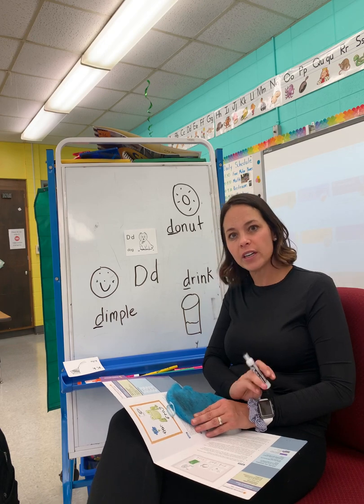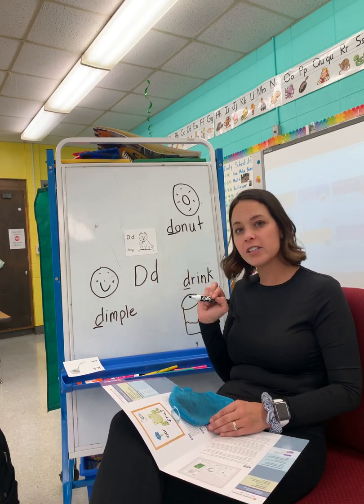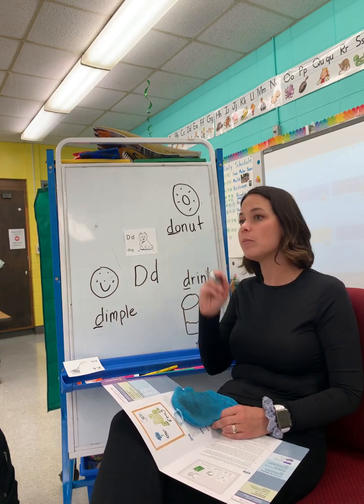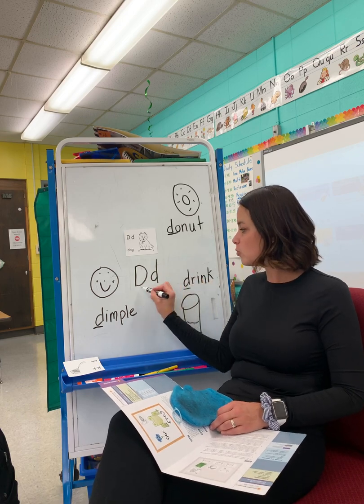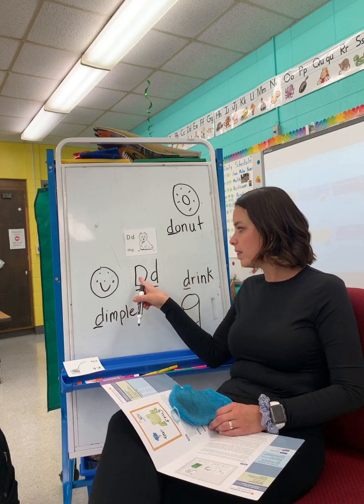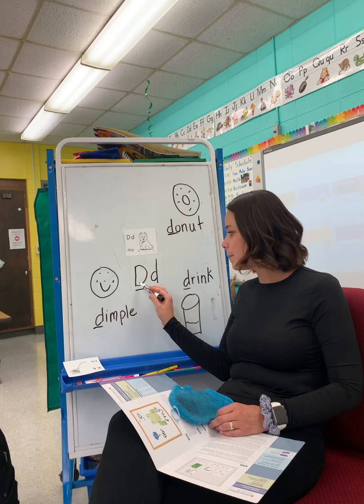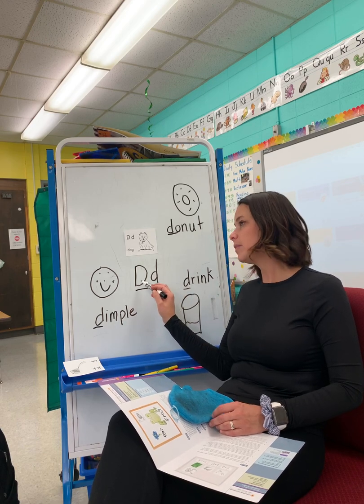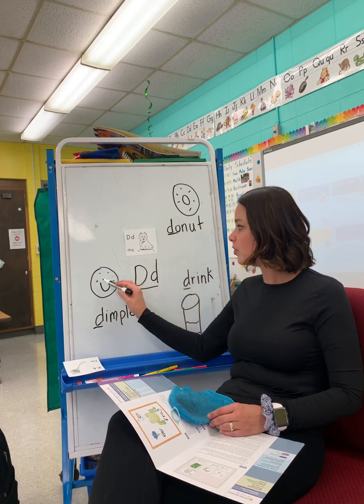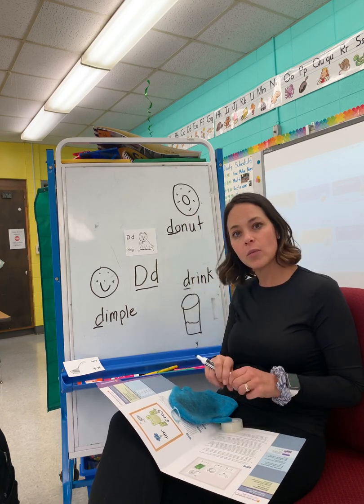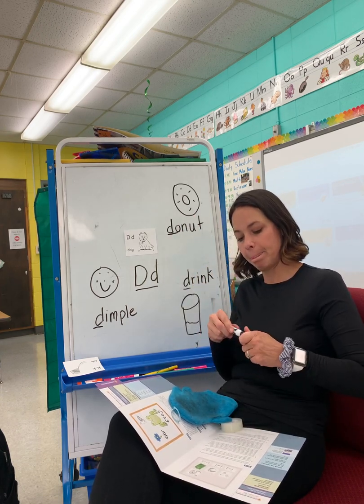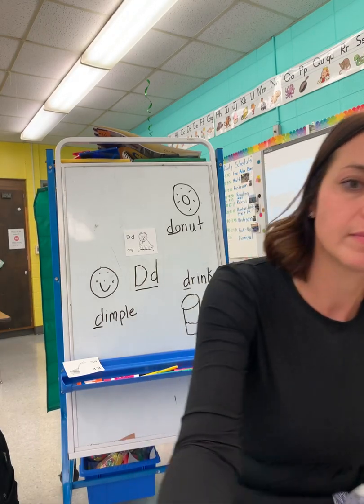So that's what you're going to do for your activity. Pick the first letter of your first name or your last name. You're going to write the big letter, the capital and the lowercase, and draw 3 things that start with that letter.